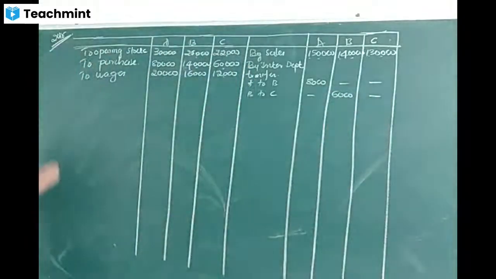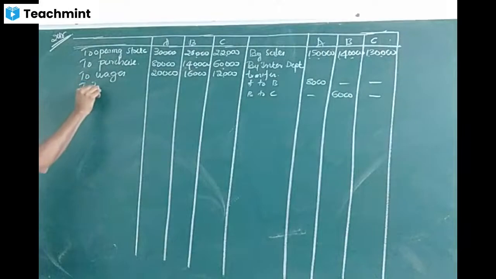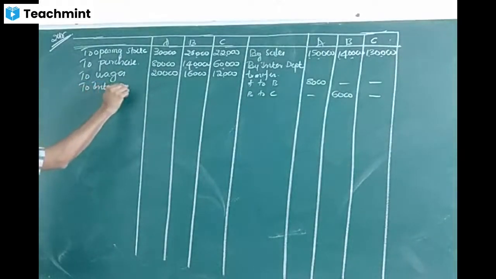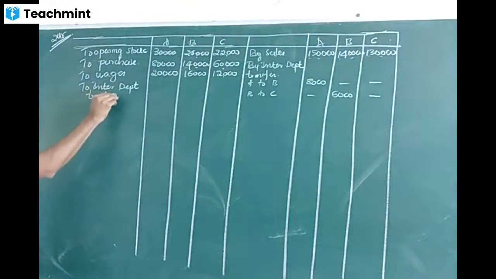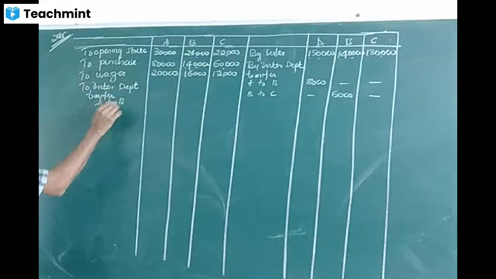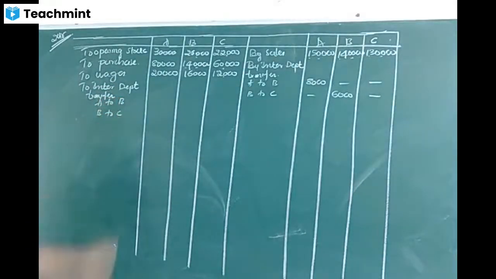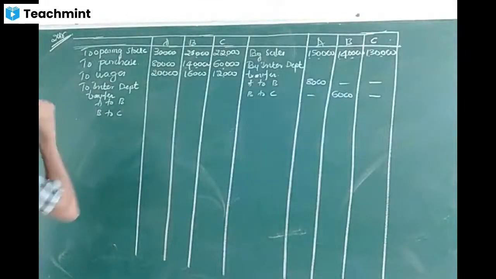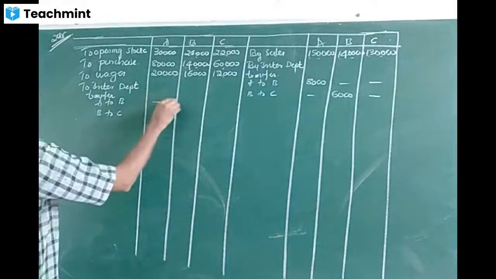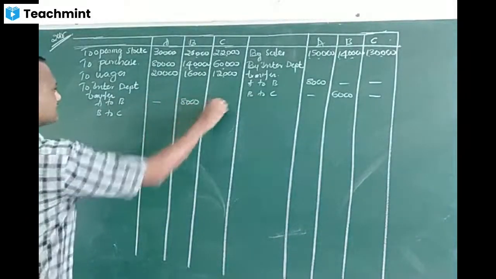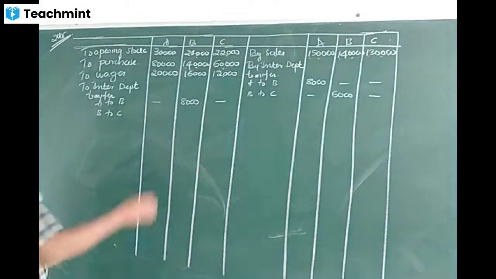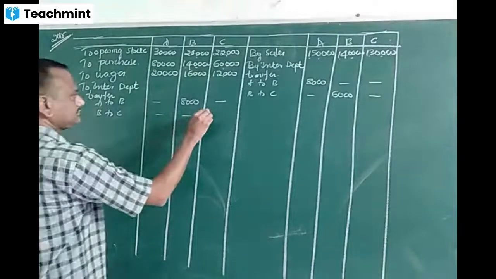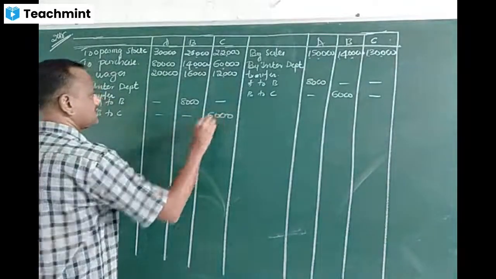Vice versa, it should be debited to interdepartmental transfer A to B, B to C. A to B, it means we have to debit for B 8,000. Next, B to C, we have to debit for C 6,000.